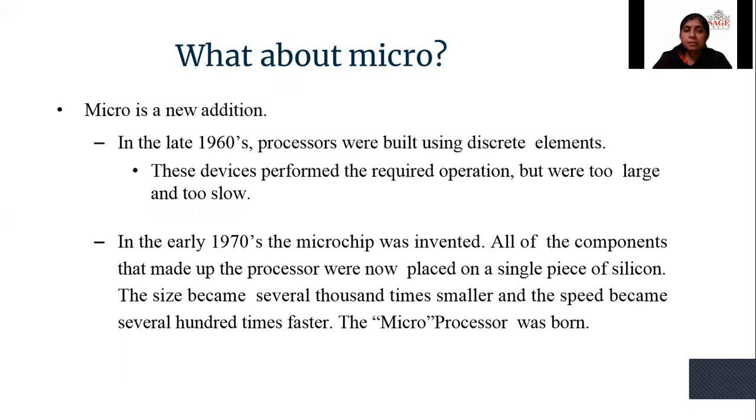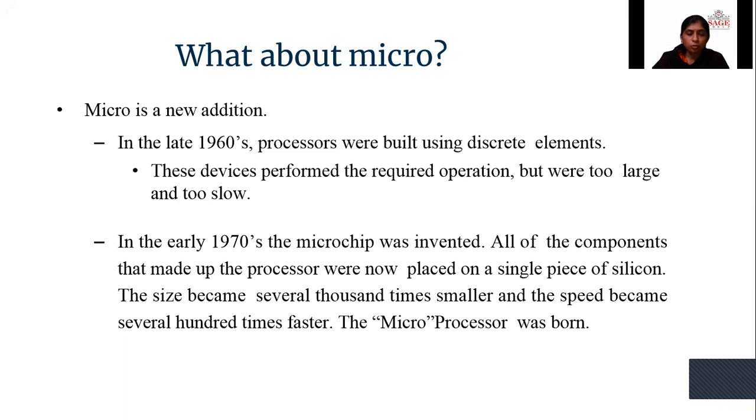In the late 1960s, processors were built using discrete elements. These devices performed the required operation but were too large and too slow. In the early 1970s, the microchip was invented, and all the components that made up a processor were now placed on a single silicon chip, and the size of that chip became 1,000 times smaller, and the speed became several hundred times faster. Thus the microprocessor was born.